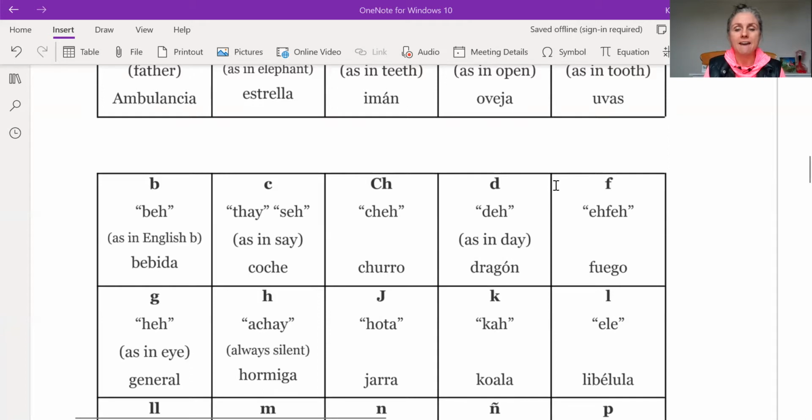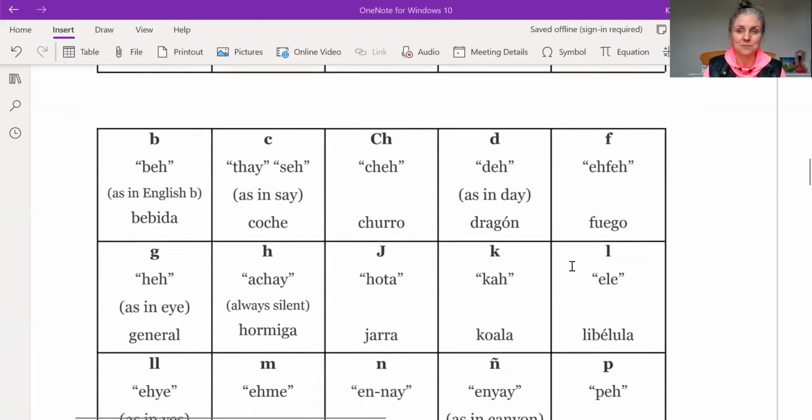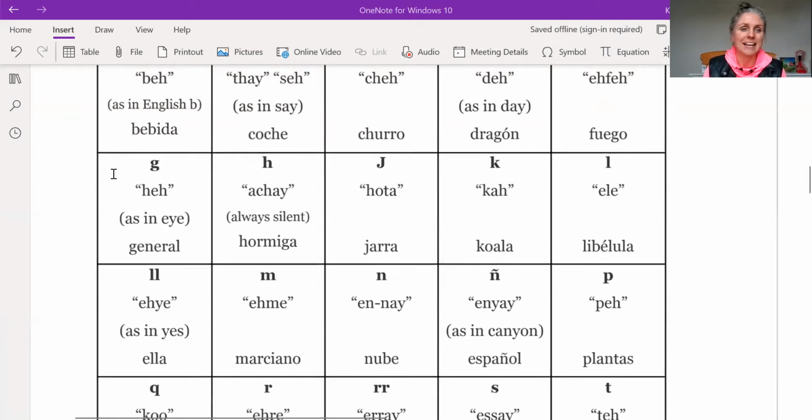Efe. F, as in fuego. Fuego, which means fire. Alrighty, then we go on to the letter G, which is a G. G, as in general. General.